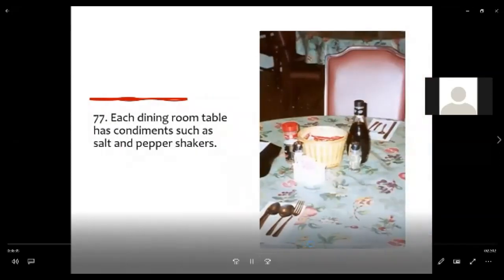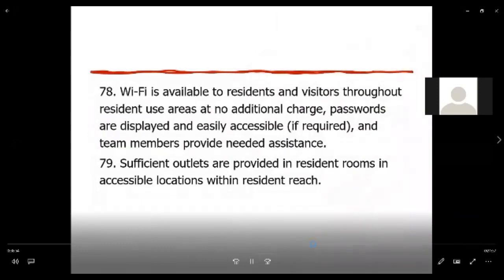Each dining room table has condiments such as salt and pepper shakers. Plus, notice here someone has malt vinegar and what looks like maybe garlic salt to me. And I want to sit there, by the way, besides the salt and pepper shakers. Oh, it's so good. All right.